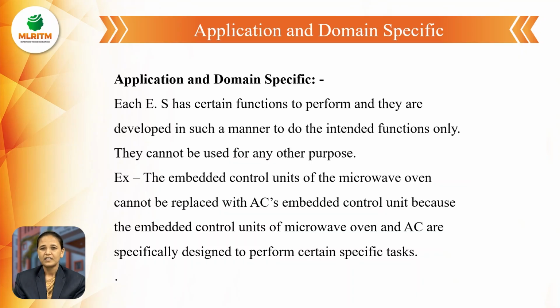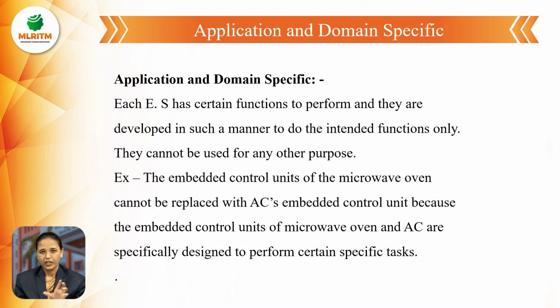Both the microwave oven and the washing machine are embedded systems. Both are categorized as embedded systems, but their functionalities and applications are domain specific. Domain means one system performs a specific function or application, and another embedded system performs another specific task. Both systems are different in their domain.